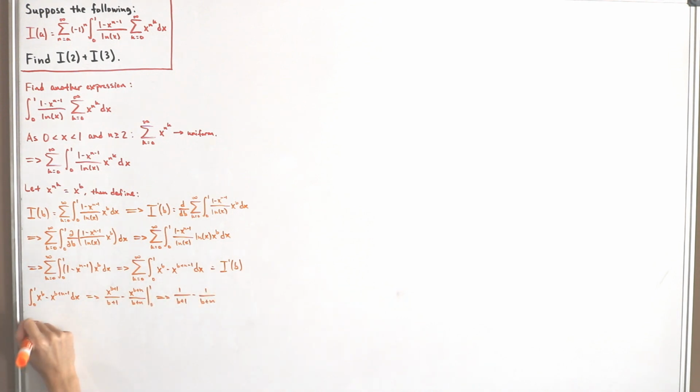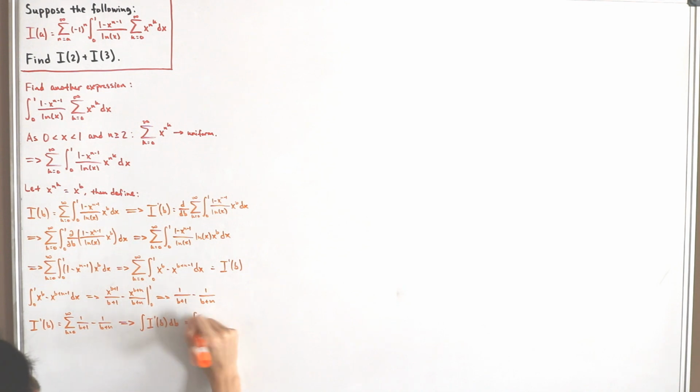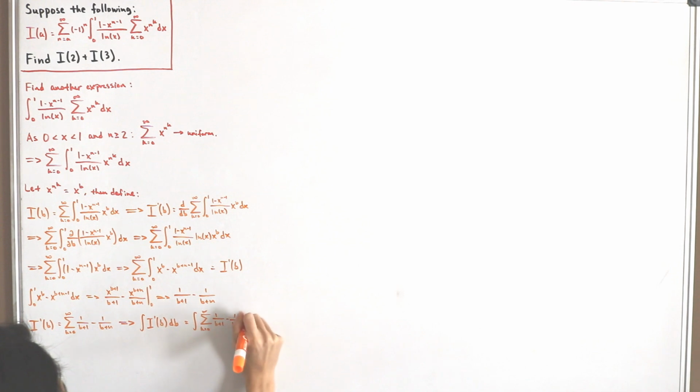Now, going back to here, we established that capital I prime of b is equal to this infinite series, the sum from k equals 0 of 1 over b plus 1 minus 1 over b plus n. And the next thing we want to do is take the integral of both sides to get our capital I function. Take the indefinite integral with respect to b of the sum from k equals 0 of 1 over b plus 1 minus 1 divided by b plus n, db.